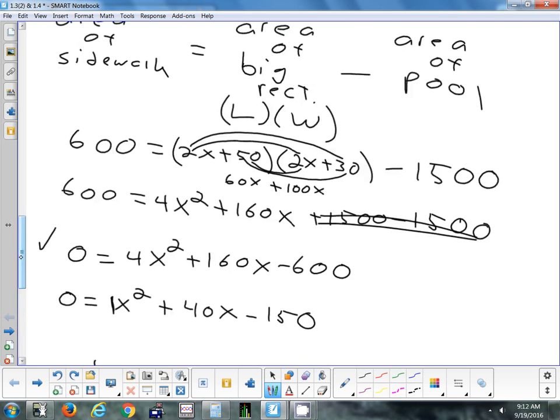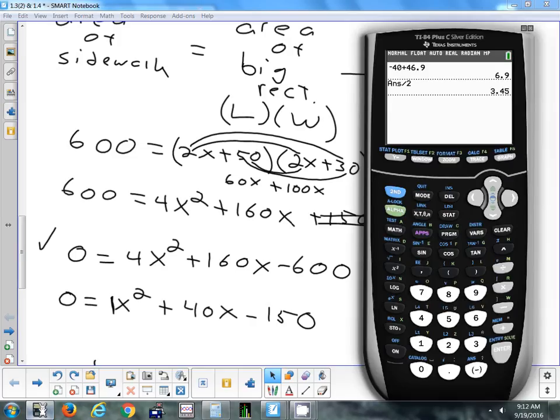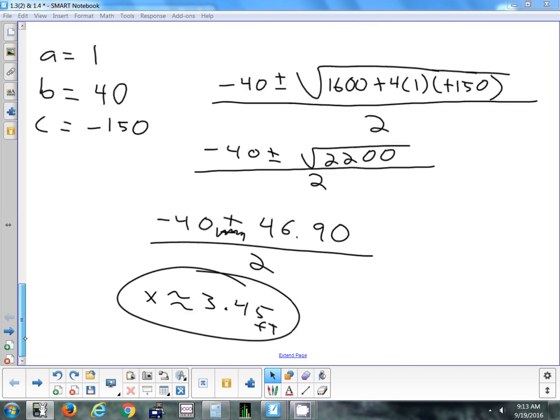If they said solve using a graphical method, I'll show you how you can do that, and you can always double check your answer this way. So type it in just the way it is right there. 4x squared plus 160x minus 600. Now normally I don't know where to set my mins and maxes, but I already know the answer to the problem. 3.45.